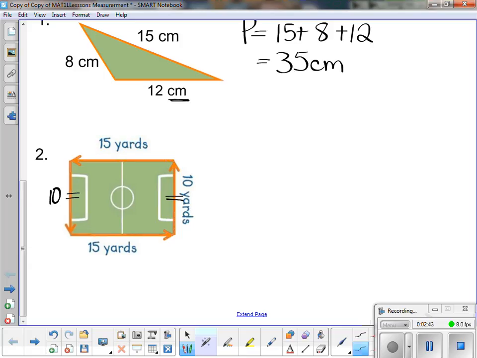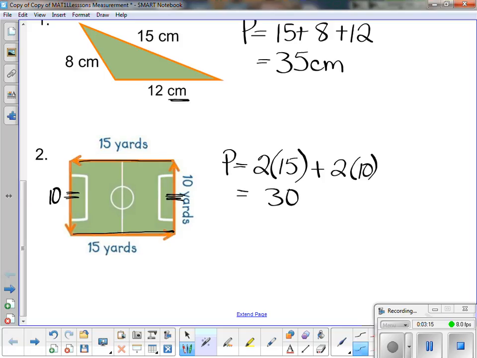Now, I will leave it totally up to you whether you want to use a formula for perimeter, but what I'm going to do is literally look at my picture and add everything up. So I can see that I have 2 15-yard sides, one here and one here, and I also have 2 10-yard sides. Those are the ones that have the little slashes. So now I have 30 plus 20, so I have a total of 50, and in this case, yards.